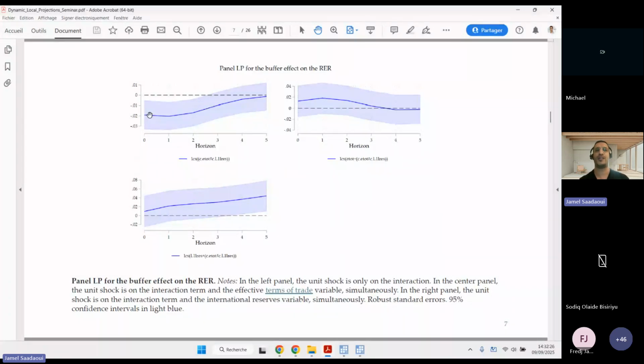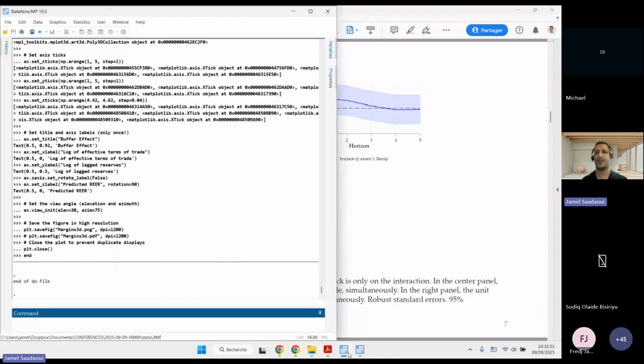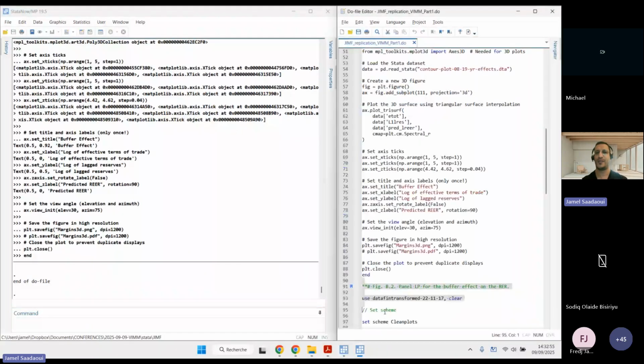The coefficient is minus 0.02. And then I make the shock on the interaction plus the terms of trade shock, no effect, and the interaction plus the other term in the interaction, the lag of exchange rate reserves, no effect. So this is something that can show you that this buffer effect is truly coming from the interaction between the two variables. So what can I do? This is figure B2 in the paper.